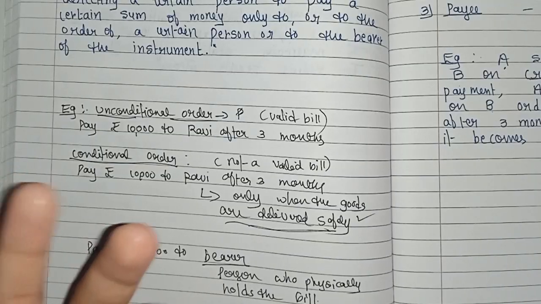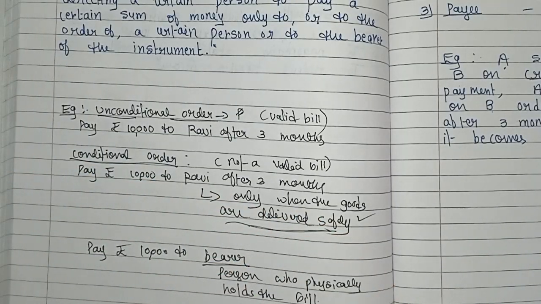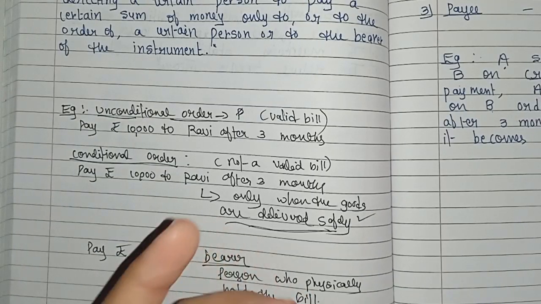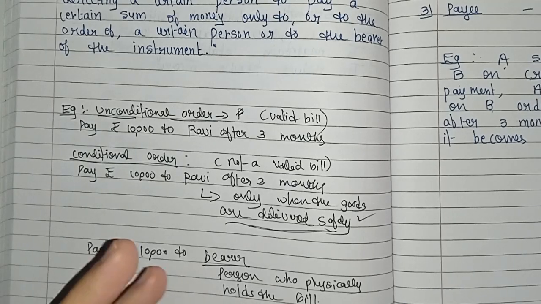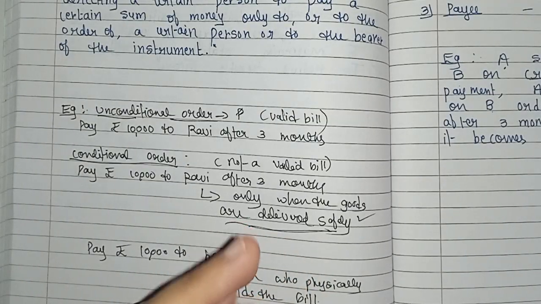Okay? They can present it to the drawee, the person who has to pay, and collect the payment. That's it. That is the bearer of the instrument. The person who holds the bill of exchange at the time of making the payment has to present it to the drawee and after that collect the payment. Clear?